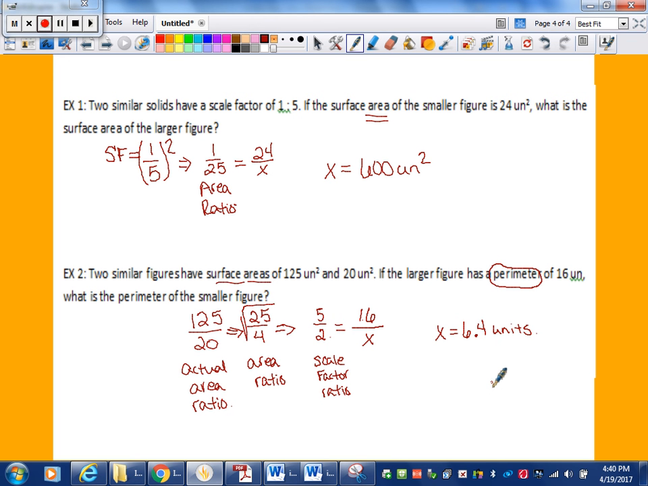Just remember, when you're given scale factor, if they want area, you square it. If they want volume, you cube it. If you're given volume ratio, then you cube root it to get your scale factor ratio. And if they want area from there, then you square it. It all deals with area squared, volume cubed.